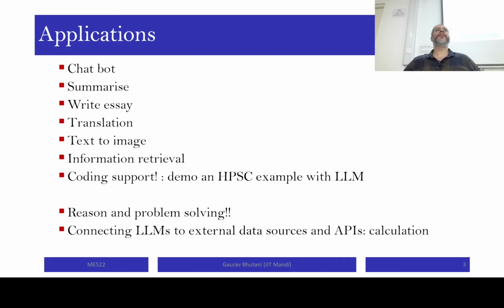The other is translation. So it translates from one language to the other, sequence to sequence. Text to image using diffusion models, as we will briefly demonstrate to you today in the class. Information retrieval. So that's very interesting. It can retrieve information from certain sources as well. So in addition to just generating information, it can also retrieve.